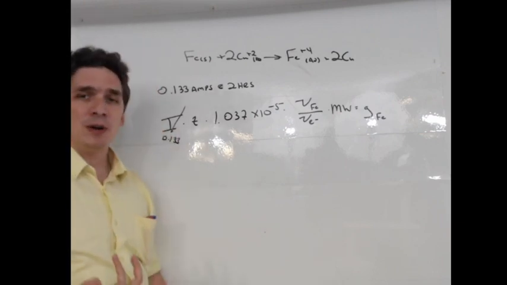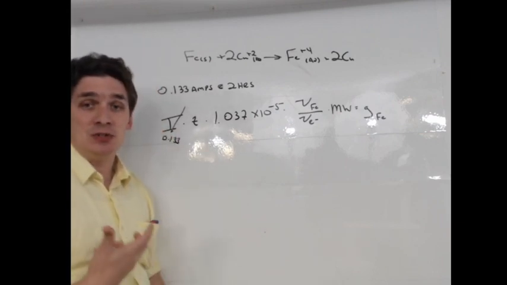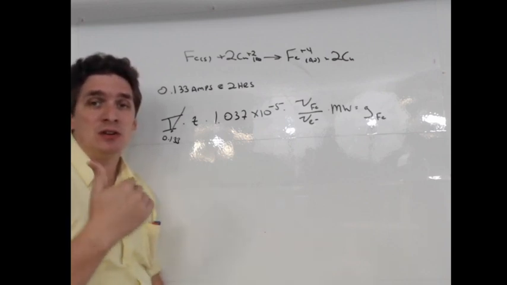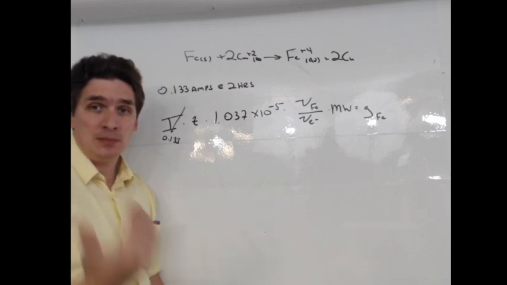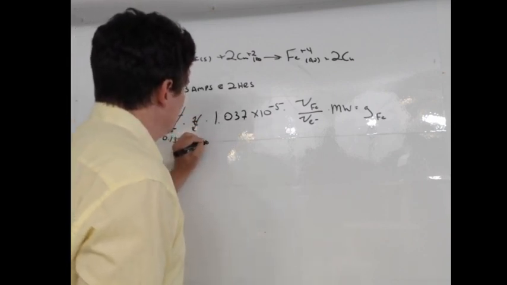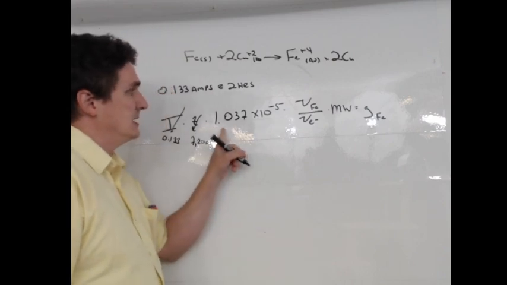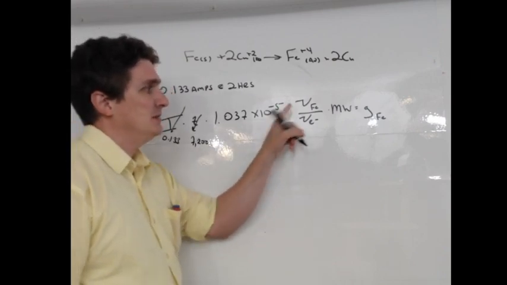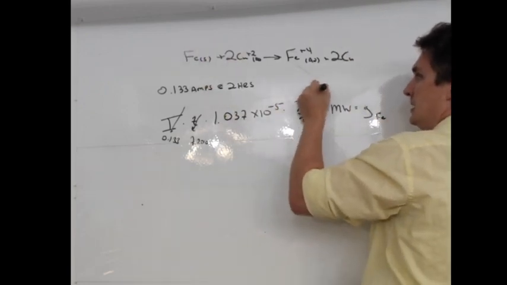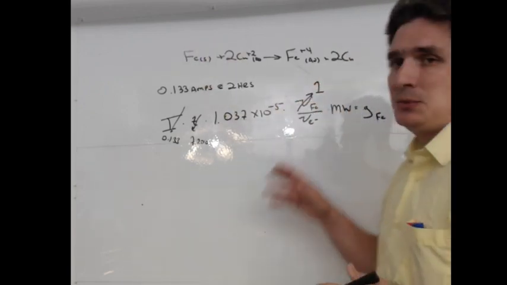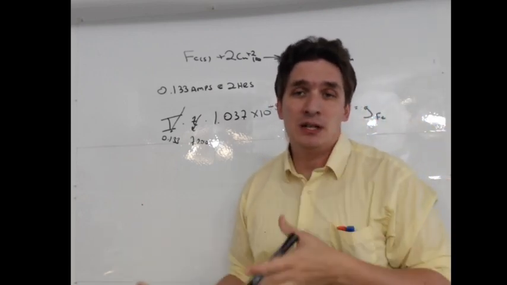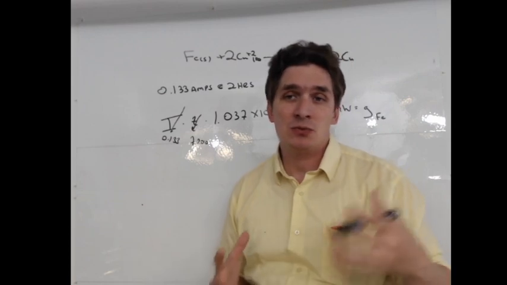The only hard part about this particular problem is that you're given 2 hours. Your time here has to be in units of seconds because of the units on amperes, which is a coulomb per second. So that's going to be 7,200 seconds times 1.037 times 10 to the negative 5. Your coefficient on iron from the problem is 1.